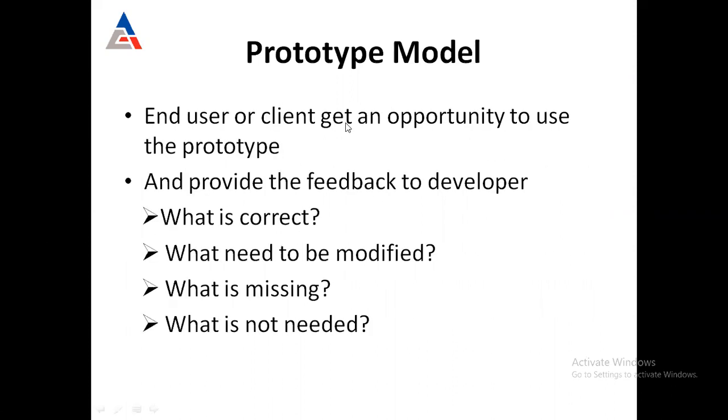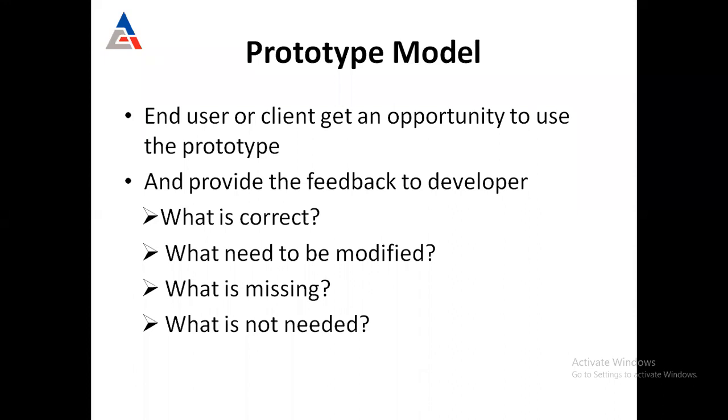So the end user or the client gets an opportunity to use the prototype. They will run the prototype as per the requirements and provide the feedback to the developer. After using the prototype, the customer or client will provide the feedback to the software developer. What will that feedback have? It will have what is correct in the current prototype, with which the customer is happy and satisfied, and that particular part fulfills the requirements of the customer.